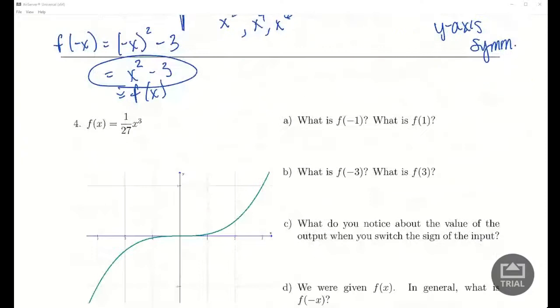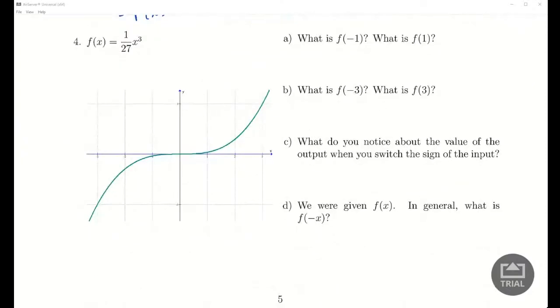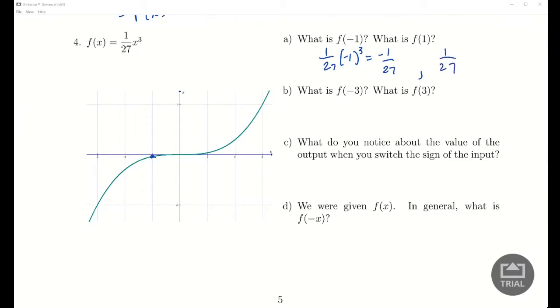Okay, this one's going to be odd, if you could guess. We have 1/27 x cubed, and we would like to know what f of -1 is. It's right here, but 1/27 times -1 cubed would just be -1/27, and similarly, f of 1 would be 1/27. F of -3, you can look right here, would be -1, and f of 3 is +1. So what you notice is when you switch the sign of the input, the sign of the output changes.